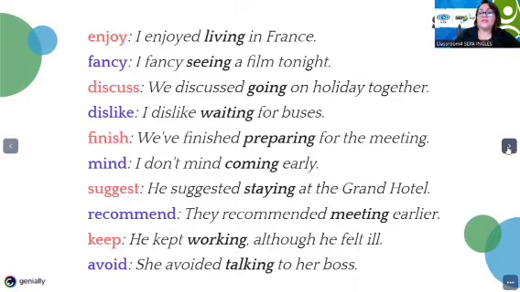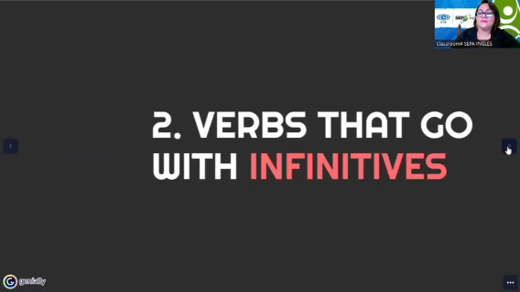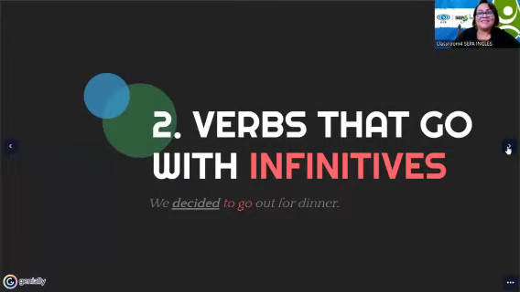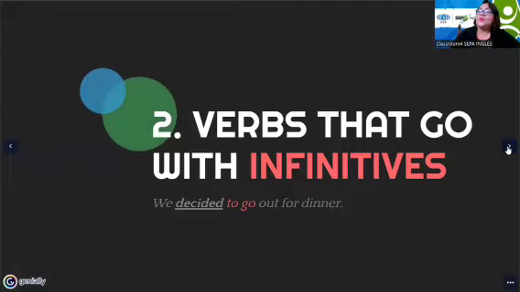If you notice, all these verbs are followed by -ing after the main verbs that express something or some preferences: enjoy, fancy, discuss, dislike, finish, mind, suggest, recommend, keep, avoid. Now, let's see verbs that go with infinitives. We decided to go out for dinner.